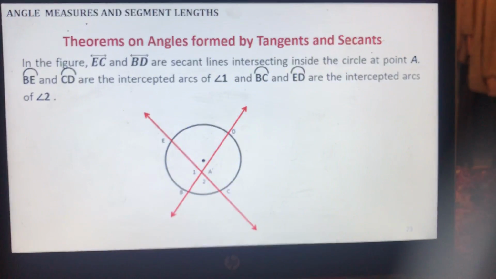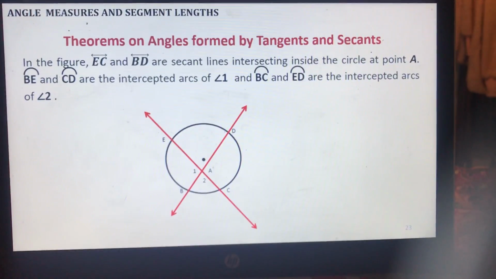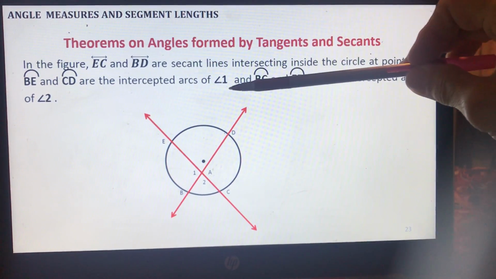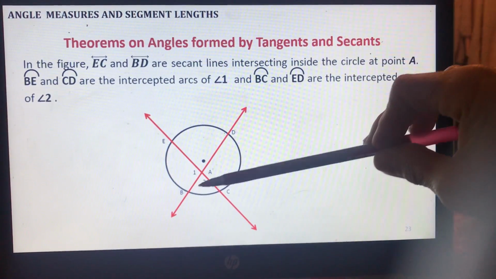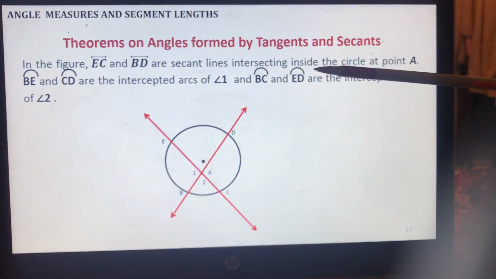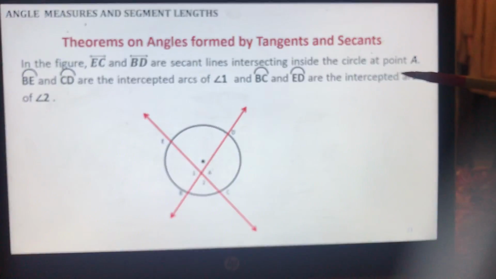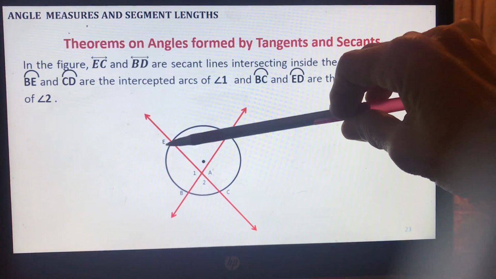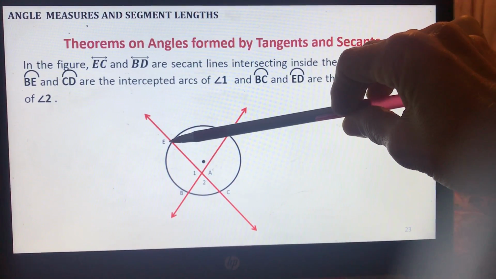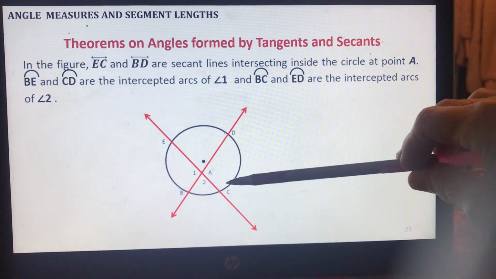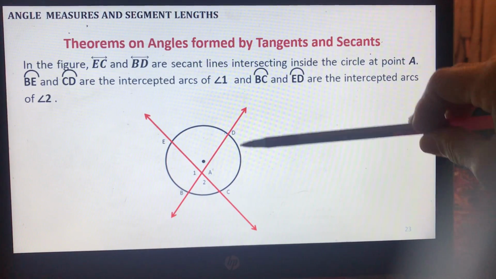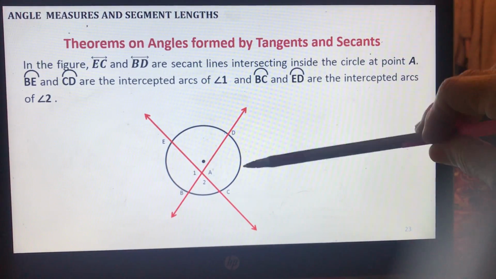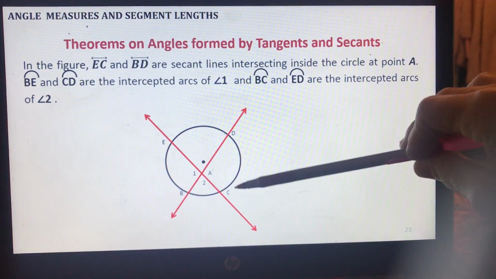So going back to the definition of Theorem 4. In this figure, we have secants EC and BD. Okay? They're both secant lines intersecting inside of the circle at point A. Notice here that arc BE is the intercepted arc of angle 1. And we also see here that arc CD is the intercepted arc of angle DAC.